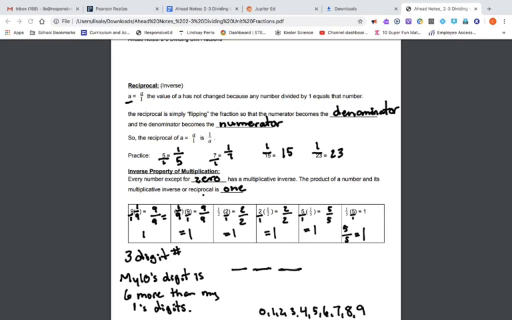So if I'm talking about my ones and my tens, and I know that my tens is 6 more, this could be 0 and this could be 6. This could be 1, this could be 7. This could be 2, this could be 8, this could be 3, and this could be 9. That's the only choices I have.